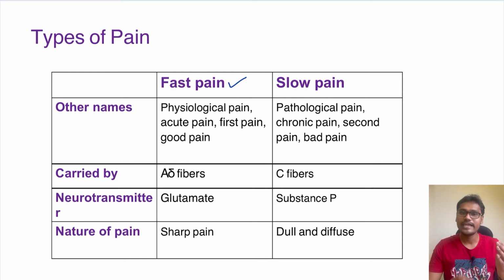After that, if there is some tissue damage, we will constantly feel the pain until the tissue damage is completely cleared. That is an example of slow pain. So pain is basically divided into fast pain and slow pain.